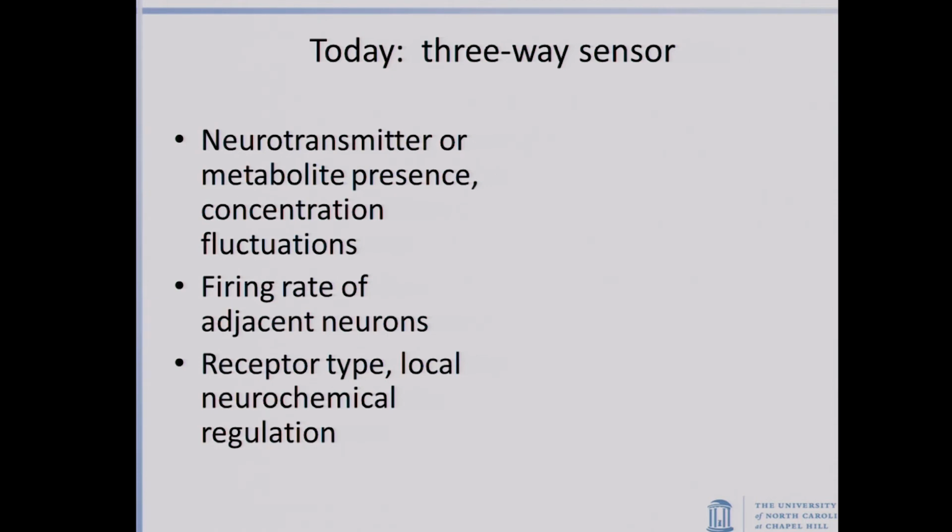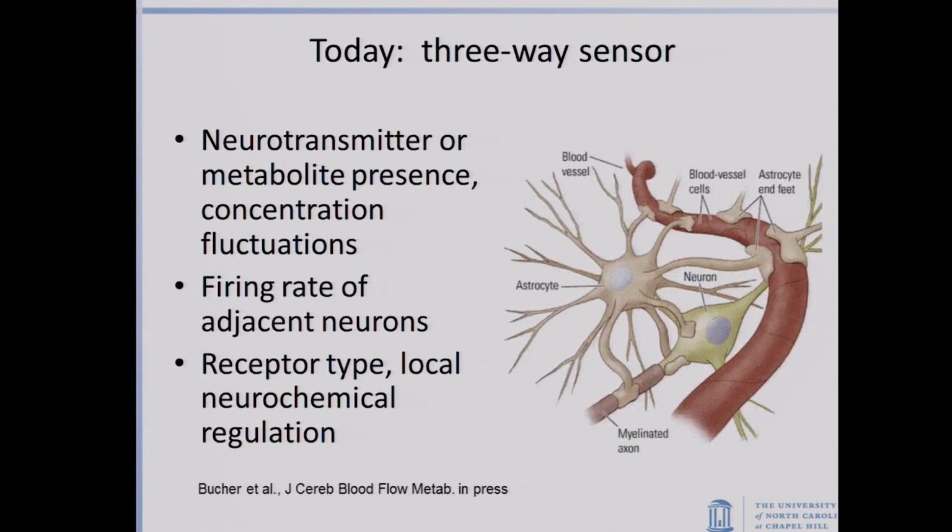So we have now what I like to call the three-way sensor, okay? Got the neurotransmitter, we got the firing rate of adjacent neurons, and we can find out the receptor type that's nearby by applying agonists and antagonists through those iontophoretic barrels.